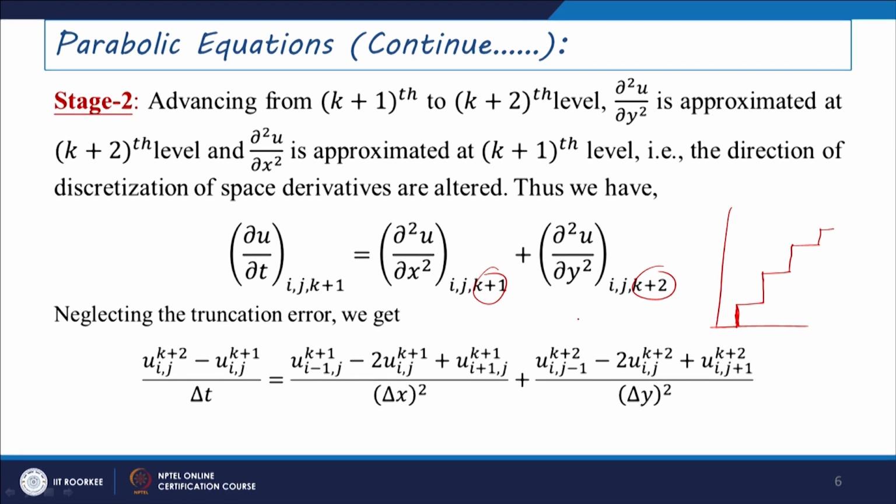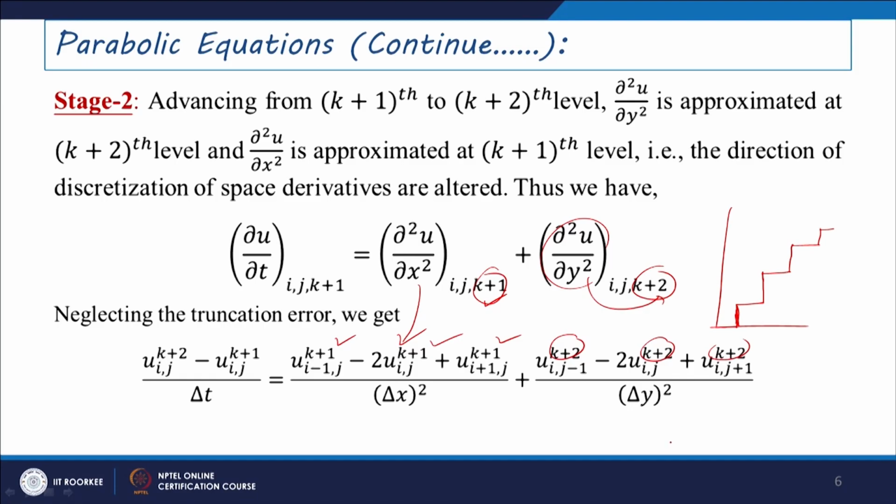So, that is why it is written as u_ij^(k+2) minus u_ij^(k+1) by del t, and the space derivative in the x direction is discretized at ij, k plus 1th level. So, all are at k plus 1th level we are writing, and the space coordinate in the y direction is discretized at k plus 2th level. So, that is why all terms are associated with k plus 2th level here.